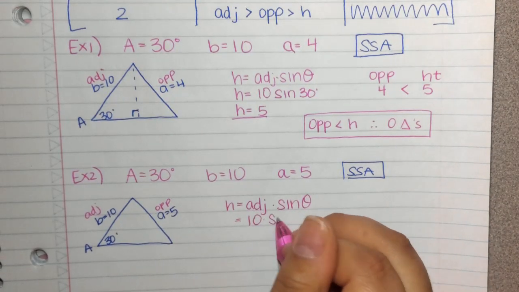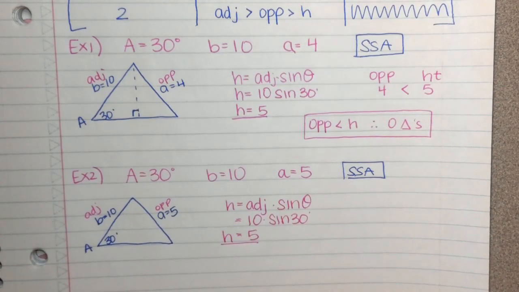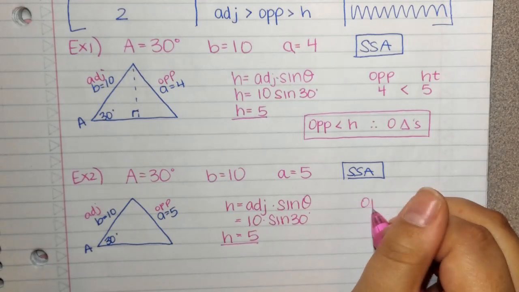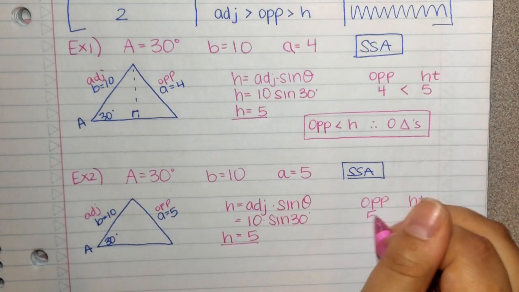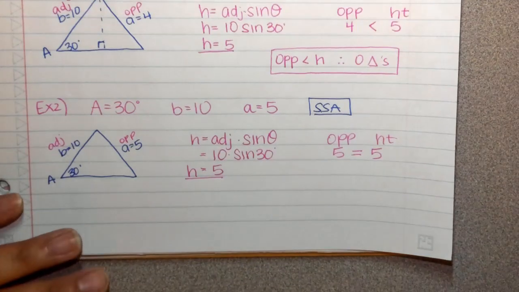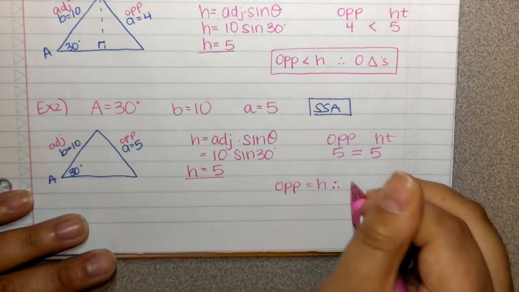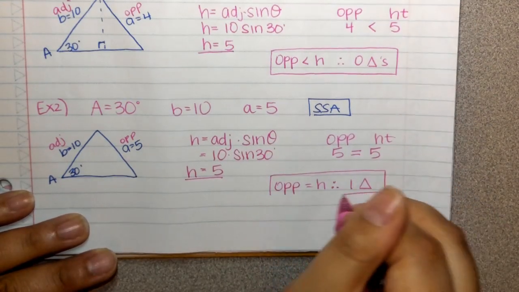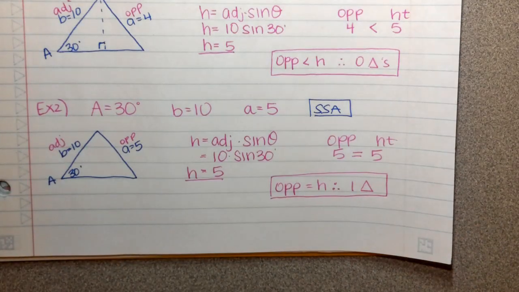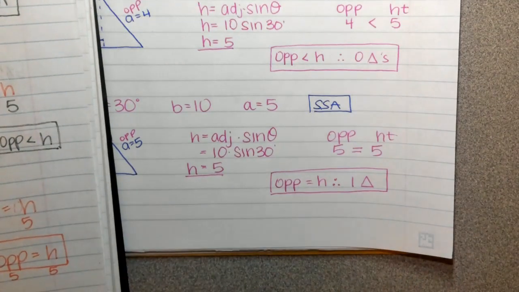And if you did not notice, this is the same numbers as the one before. So do y'all agree the height is 5? Right? And what's my opposite? 5. What do we notice about these? What happens when they're equal? There's one triangle. So you would write opposite is equal to the height, therefore one triangle. And if you have friends in first period, I actually wrote it backwards. It does not matter which way you wrote it. So like I wrote 0 triangles because it's the same thing. So I'll accept either way.